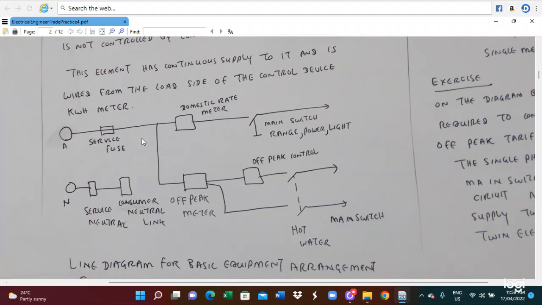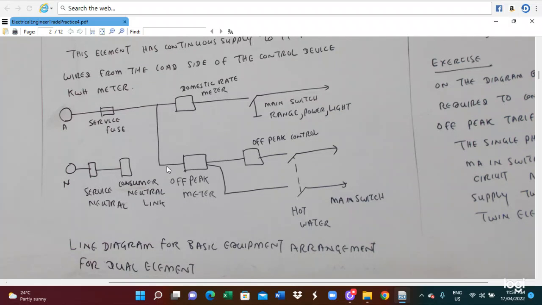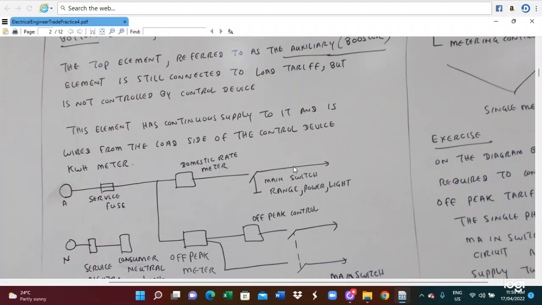So this is called the connection. Service here, domestic meter and the main switch. Here is a service neutral, consumer neutral, off-peak meter, and also connected to the hot water off-peak control, and connected to the main switch. So this is the line diagram of the basic equipment arrangement of the US element. So this is the US element connection line diagram.